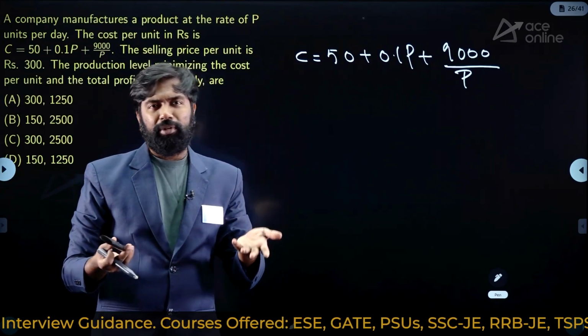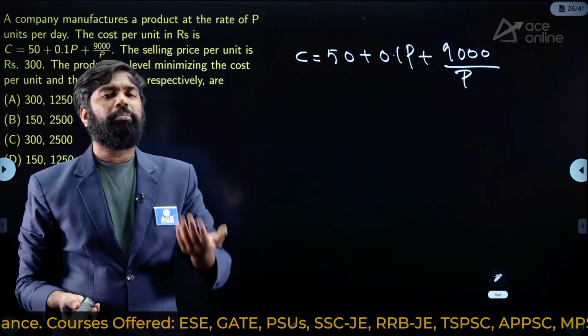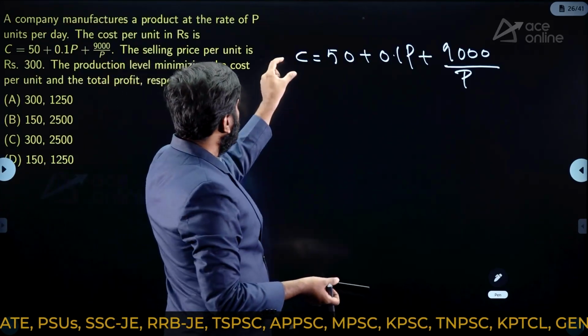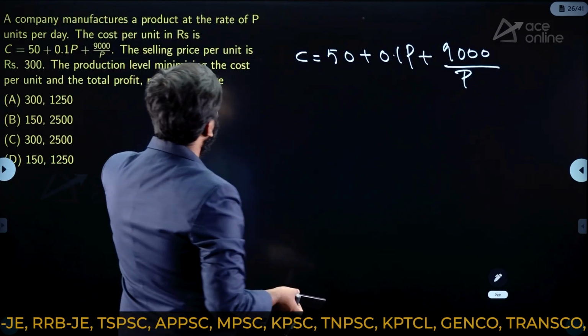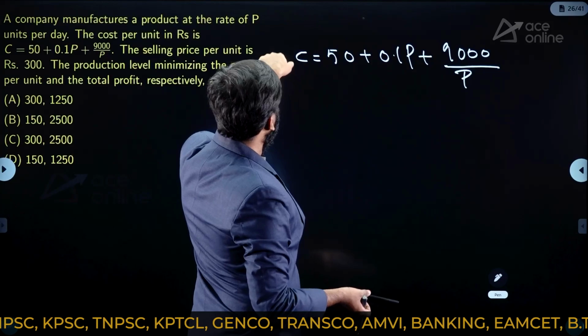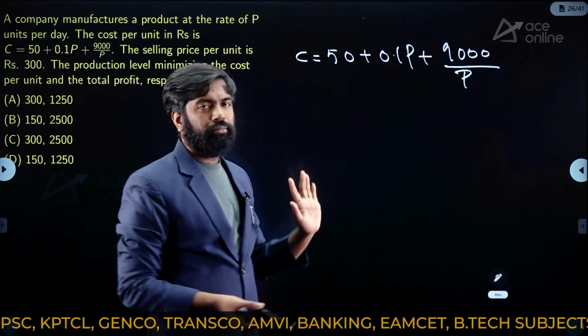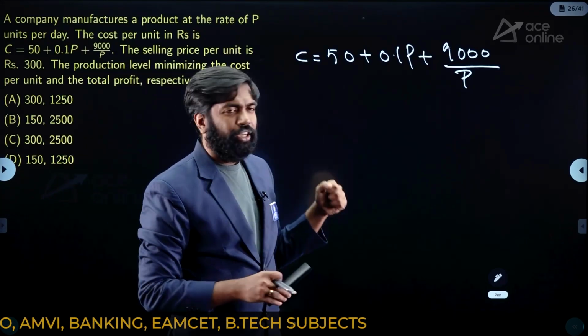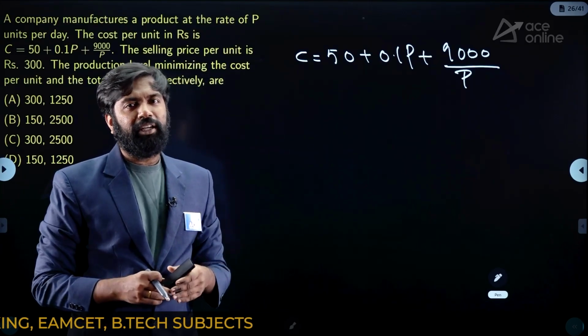How many, let's say if you are talking about mobile phones, how many mobile phones have to be produced or manufactured in a day so that the cost per unit is minimum? So you have to find that P which is going to minimize this C, that is cost per unit. It is so simple. You can say that C is a function of P.